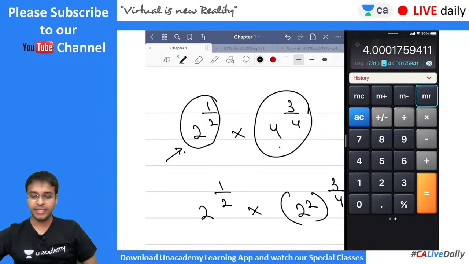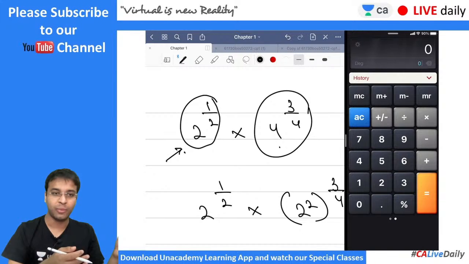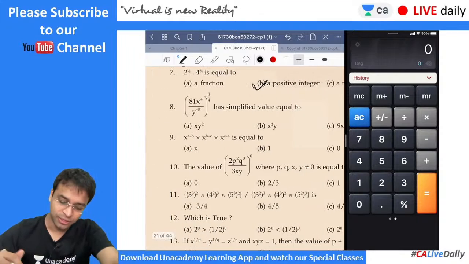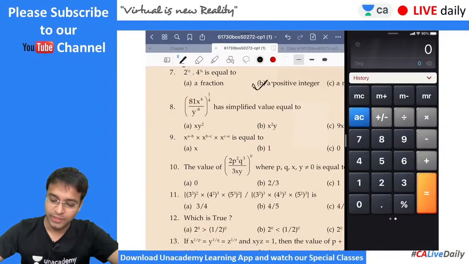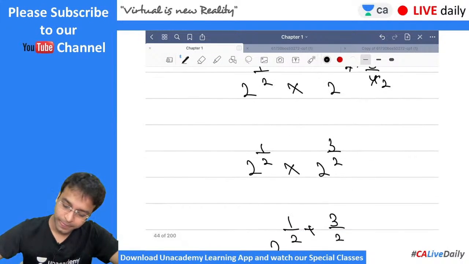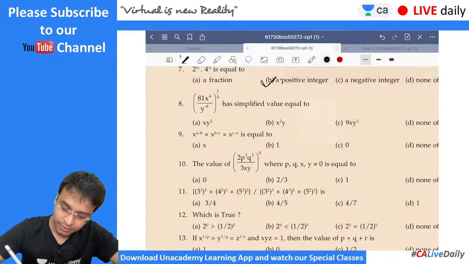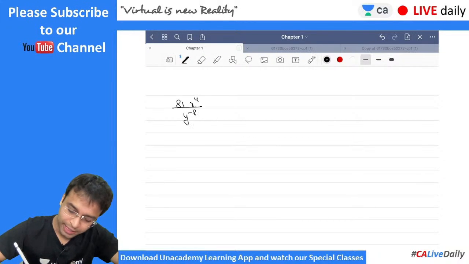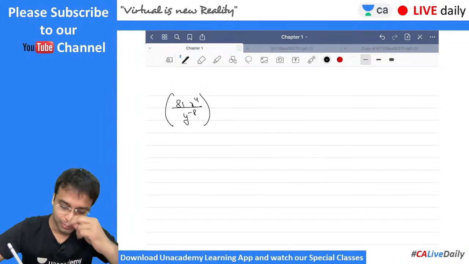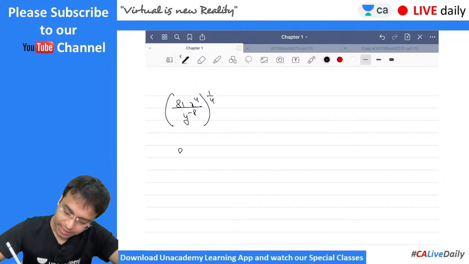So this is how you calculate it on the calculator. If you need to repeat it, you can always rewind the video and we'll move on to the next question. 81x raised to the power 4 whole upon y raised to the power minus 8, whole raised to the power 1 by 4. Can I write it as 81 x raised to the power 4 y raised to the power 8?